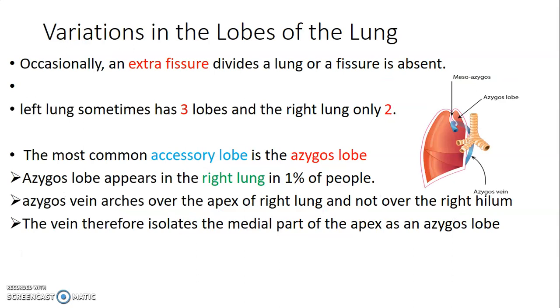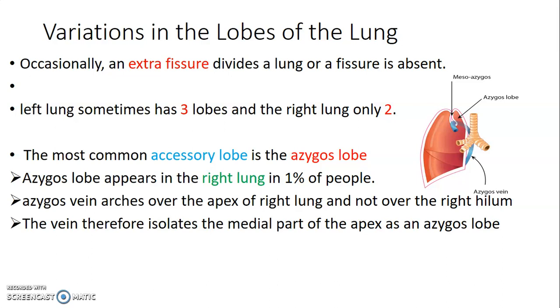What are the variations of the lobes of the lung? A lung can have an extra fissure, or a fissure may be absent. The left lung can have 3 lobes, and the right lung can have only 2 instead of 3. But the most common variation is what we call the azygous lobe, which is an accessory lobe. So how does it come about?